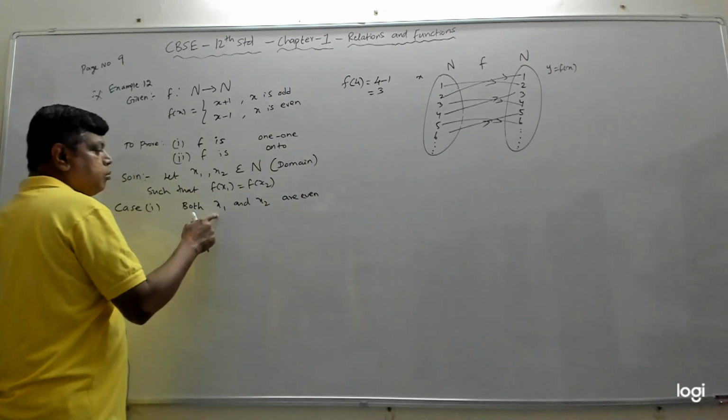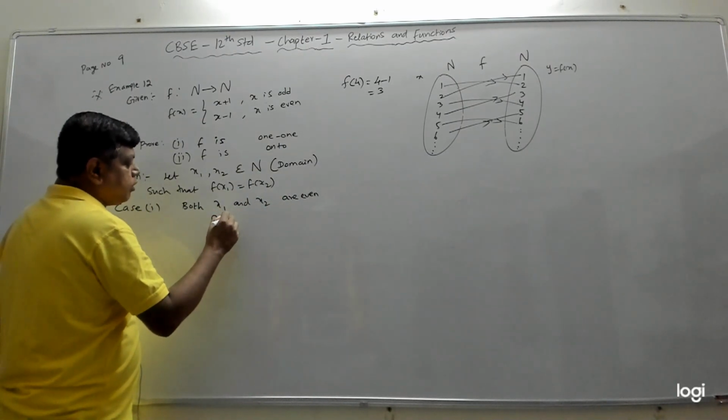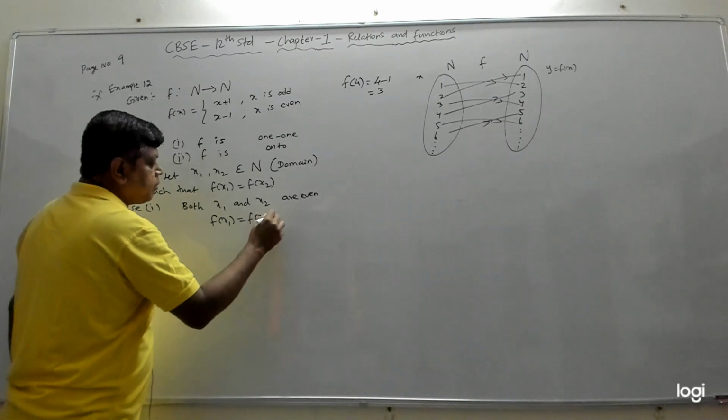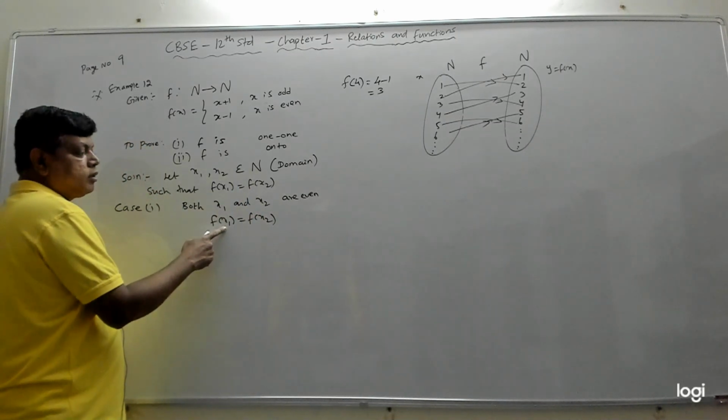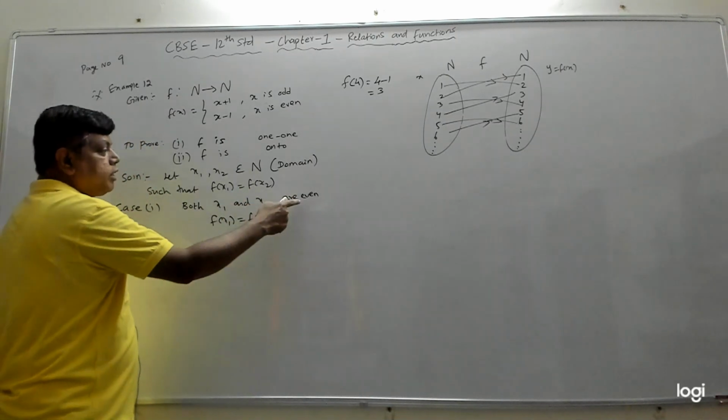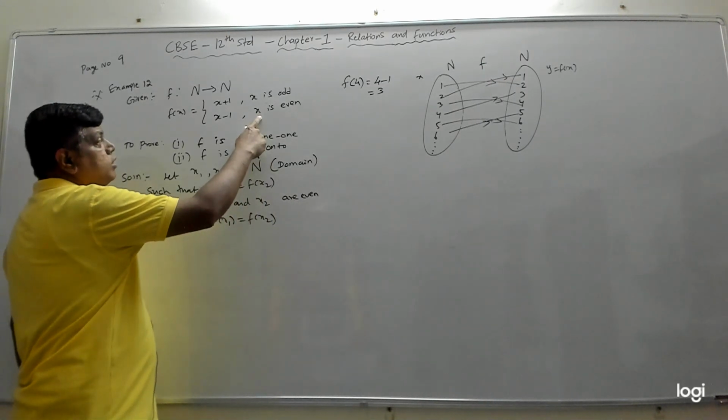When both are even, now we know both are even, and we have f of x1 equal to f of x2 from here. Now what is f of x1? We know x1 is what? Even. When x1 is even, I have to use this function.